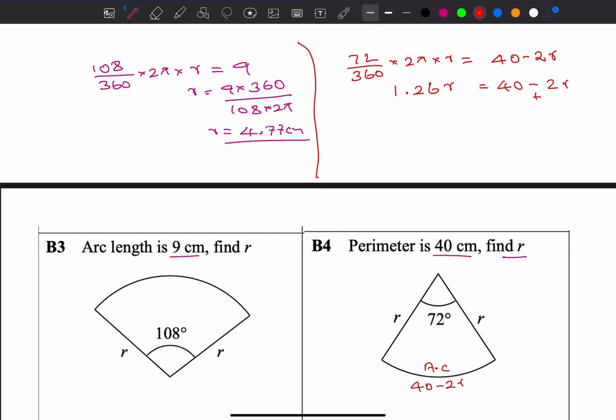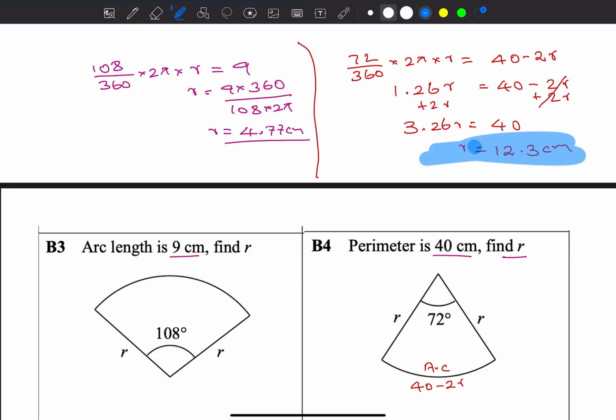How to cancel the minus 2r? You add 2r. That will give you 3.26r equals 40. Then you can just work out the r. 40 divided by 3.26 roughly, which will make it 12.3. r is 12.3 centimeters, to 3 significant figures. Next one.